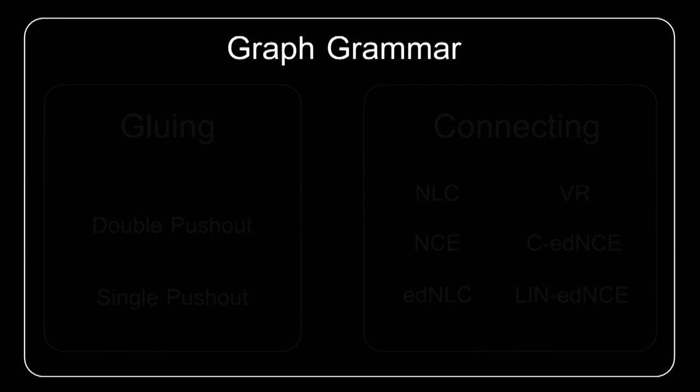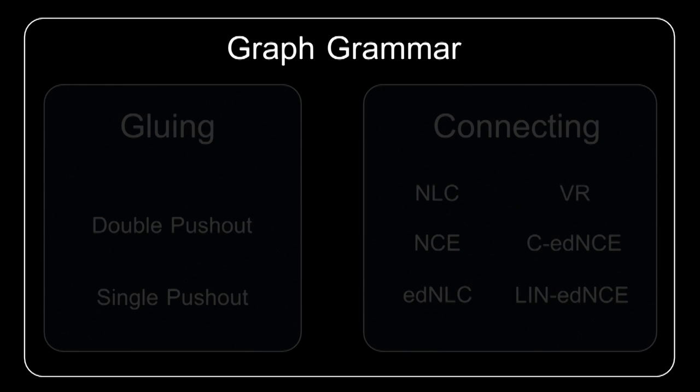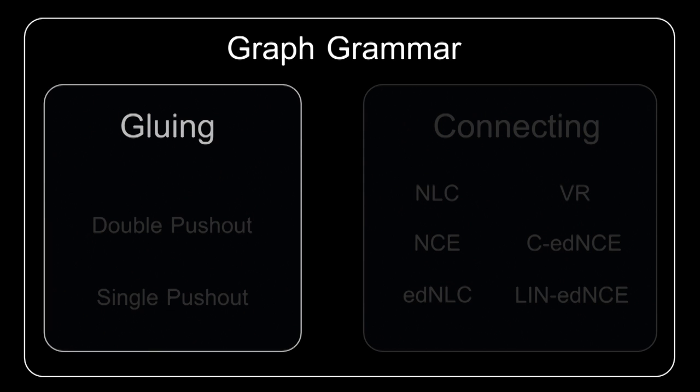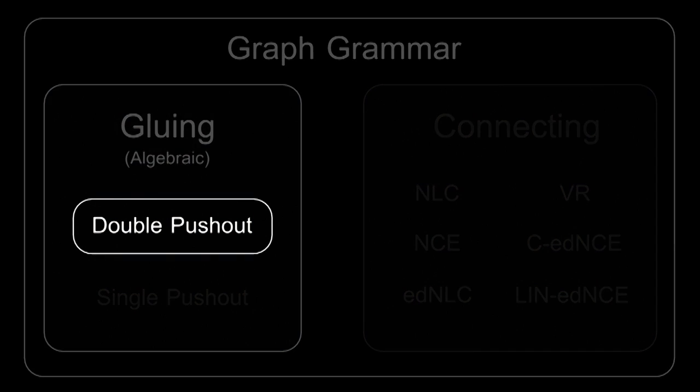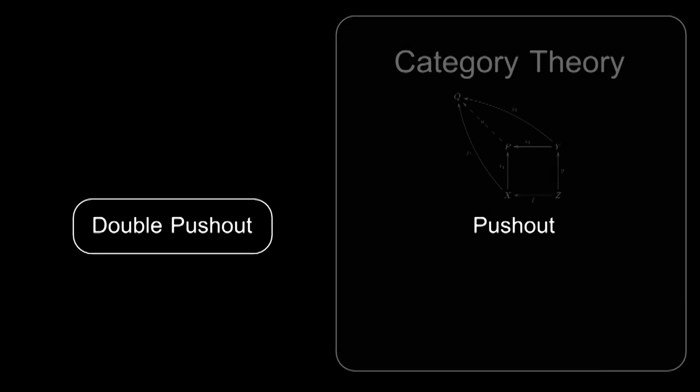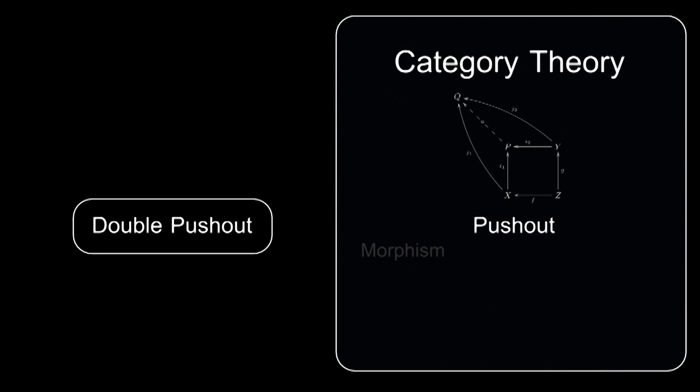First, let me give you some background on graph grammars. There are several different approaches to graph grammars. We're going to use the gluing approach, also known as the algebraic approach. Within that approach, we're going to use double push-out graph grammars. The term push-out comes from a branch of mathematics called category theory. Now, you don't really need to know category theory to understand this, but that's where the term comes from.